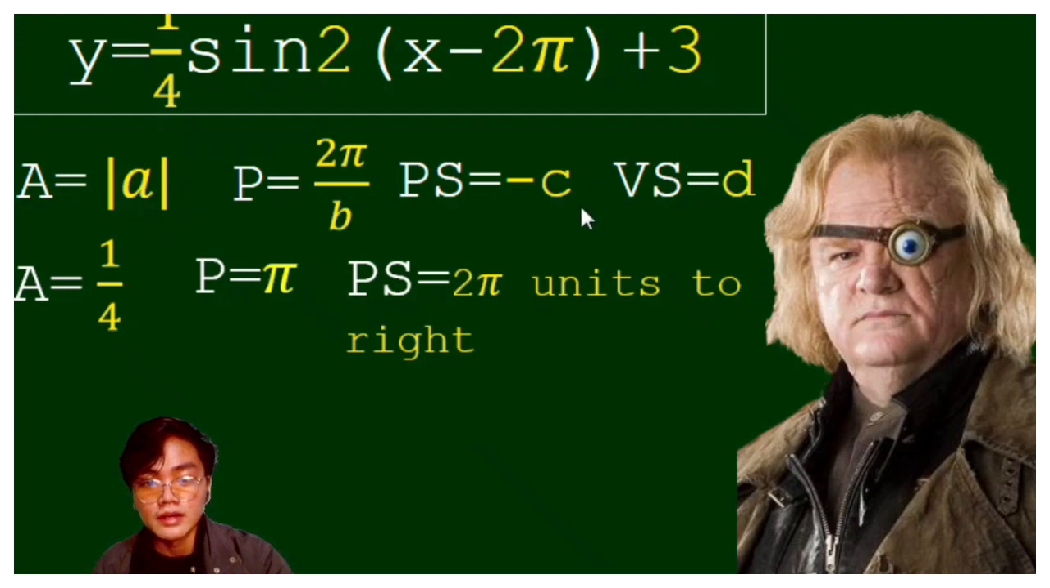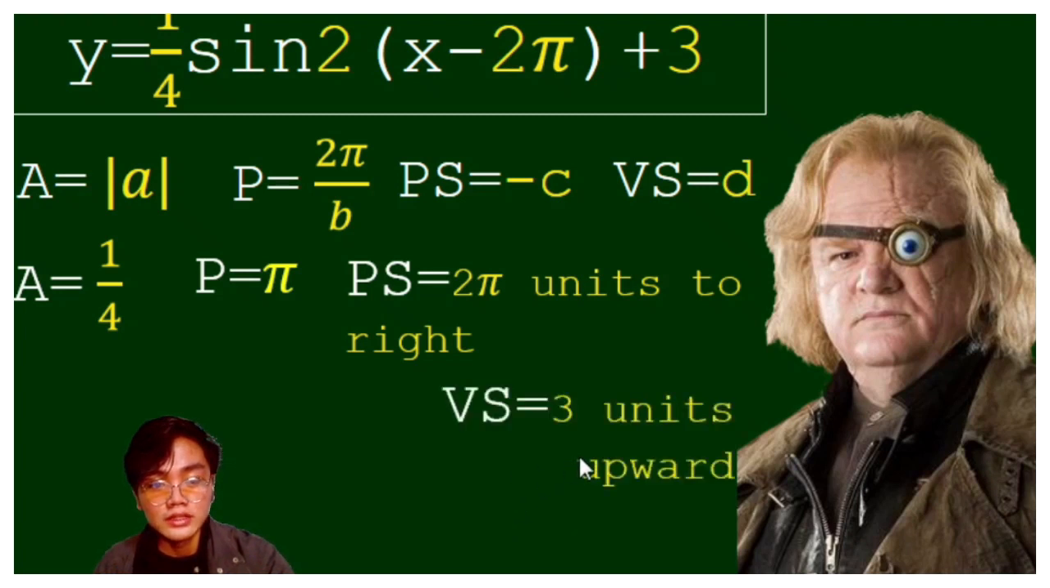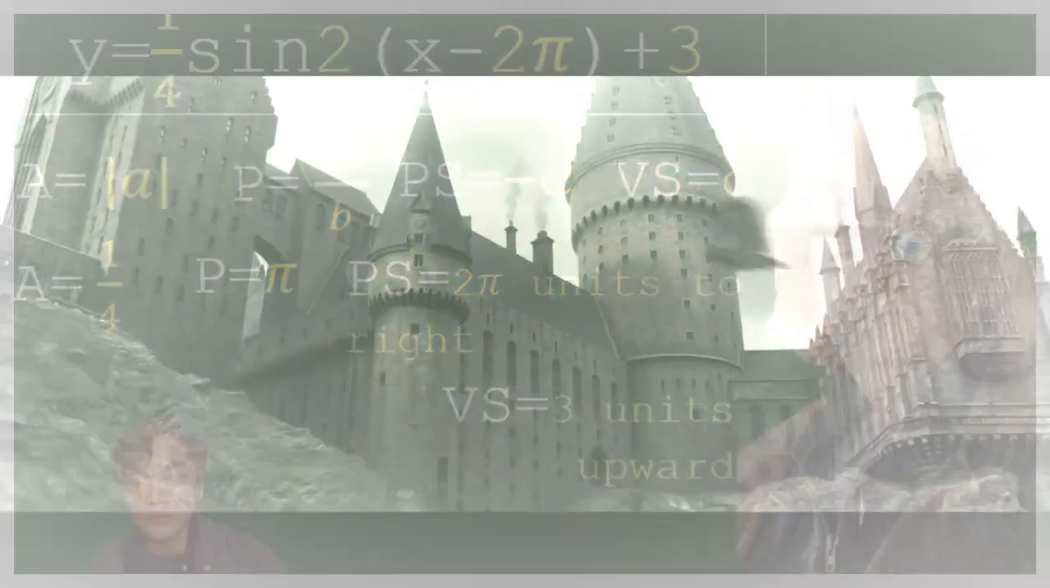For our vertical shift, the value of d is 3, which means the movement of our vertical shift is 3 units upward because it is positive. It is 3 units upward for our given function y equals 1/4 sine 2 quantity x minus 2 pi plus 3. And that's it. That's how we solve for our a, b, c, d and the amplitude, period, phase shift, and vertical shift.